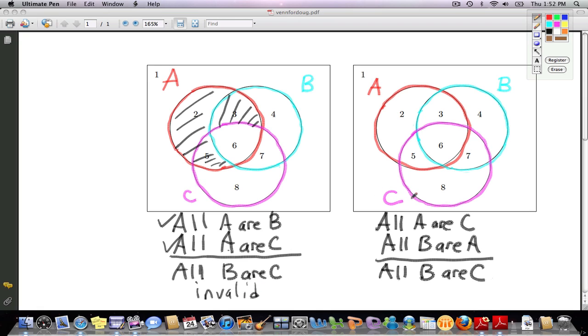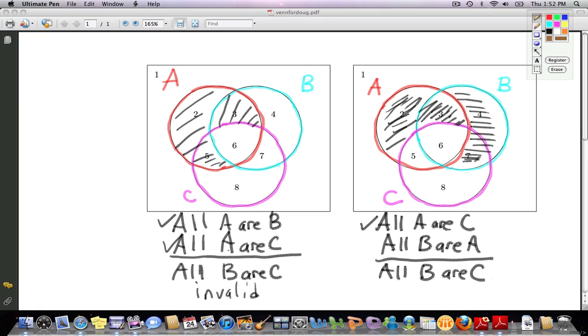Let's apply this in the second case to the right. This time we start out with all A are C. All A are C says that areas 2 and 3 should be shaded out. We don't have any A's that are not C. That's our first premise. Second premise, all B are A. That says to shade out areas 4 and 7. Let's put that on here as well.